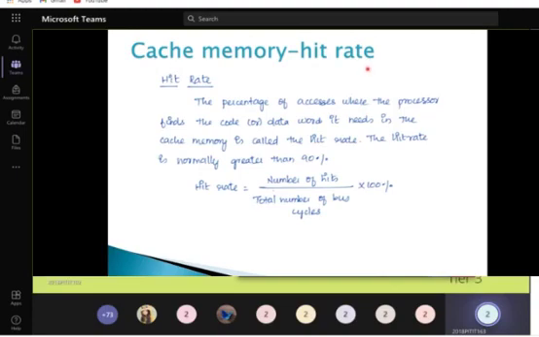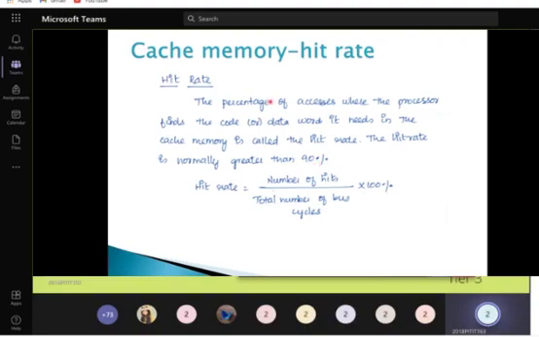Next is our cache memory. The hit rate: we need to know what is meant by hit rate. Hit rate is nothing but the percentage of accesses where the processor finds the code or the data word it needs in the cache memory. Normally the hit rate should be greater than 90%.